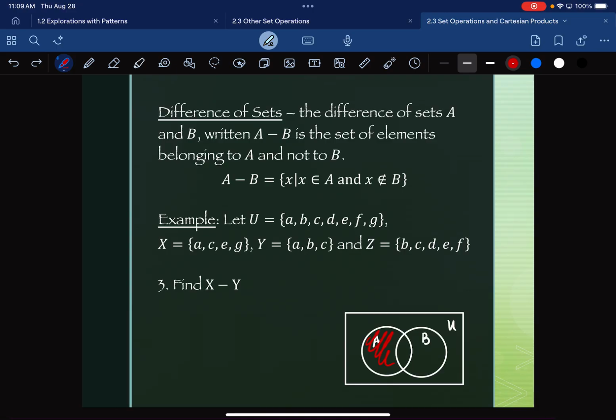Do you know which part of the notes we're at? Yeah, so we're on differences of sets. It's on the bottom part of section 2.3, the front page. So we're in 2.3 in the front page.